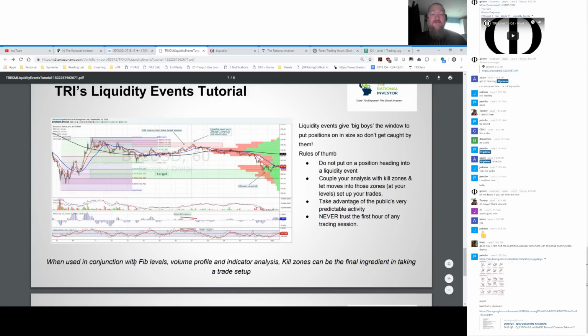So again, when used in conjunction with location from fib levels and volume profile, for instance, which you will learn in later sessions, and for you guys we would look at the Willie and MACD. When you combine those, kill zones can be the final ingredient in tricking a trade setup. That can give you the timing for when you're going to enter.